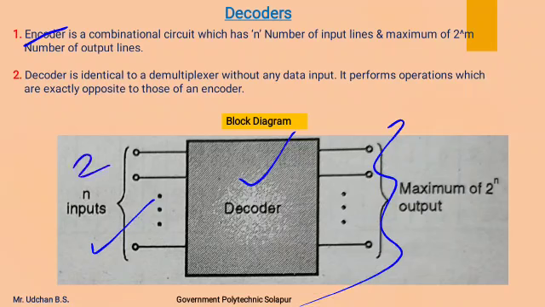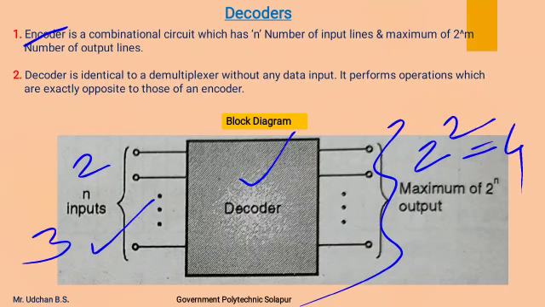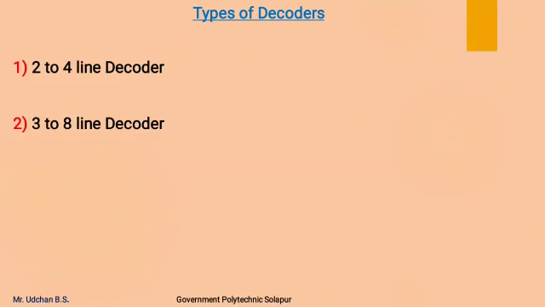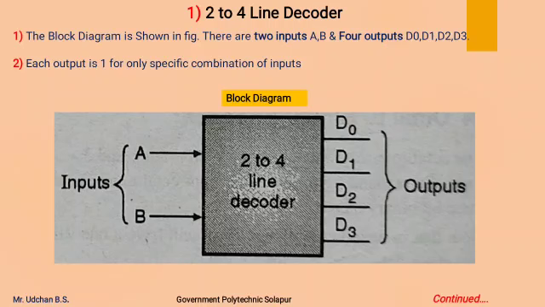If suppose there are two inputs, then the decoder will have 2 raised to 2 outputs, that is 4 outputs. If there are 3 inputs, then the decoder will have 2 raised to 3 outputs, that is 8 outputs. Now these are the types of decoder: 2 to 4 line decoder and 3 to 8 line decoder. Now we will see one by one. The first is the 2 to 4 line decoder.